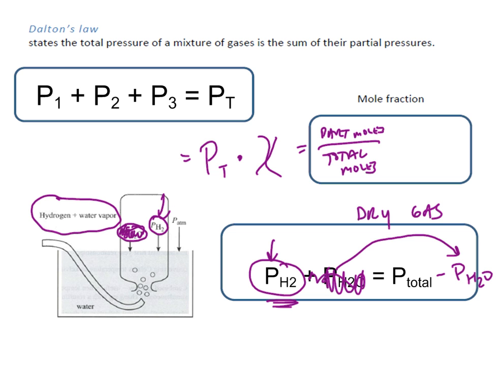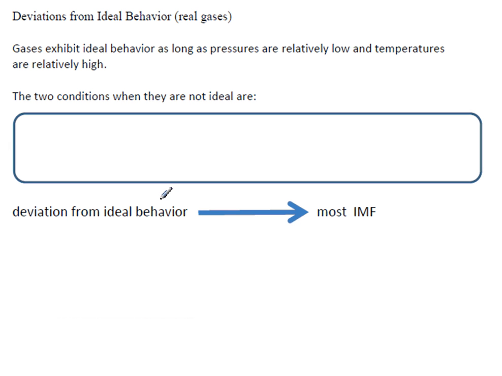All right, deviations from ideal behavior. Remember the ideal gas law, we have some assumptions. Ideal behavior holds as long as pressures are low. So if we have low pressures and temperatures are relatively high, then the gases are far apart and they exhibit ideal behavior. When they get close together, and the two conditions that cause them to get close together, high pressure is one you need to write down.